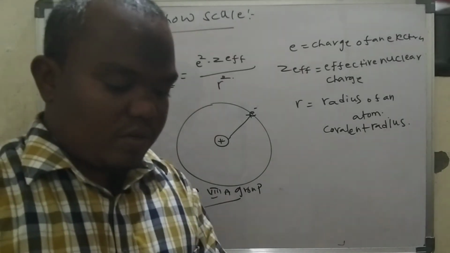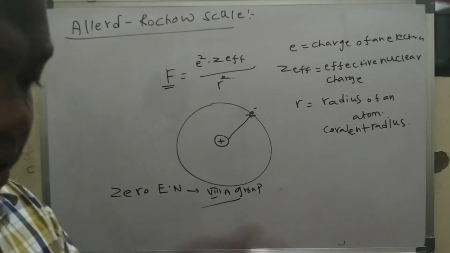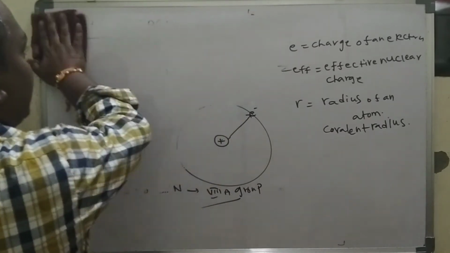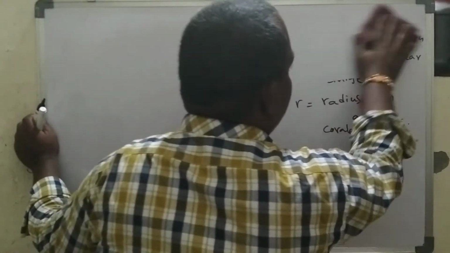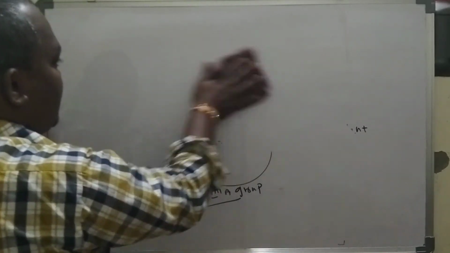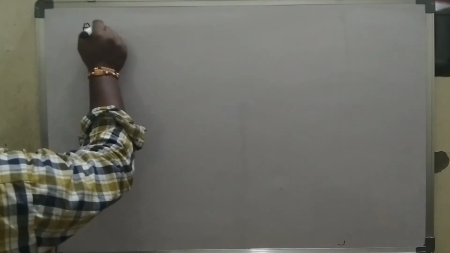Let me move on to the factors affecting electronegativity. There are some factors which affect electronegativity. First one is atomic size. As the atomic size increases, what will happen to the electronegativity value?